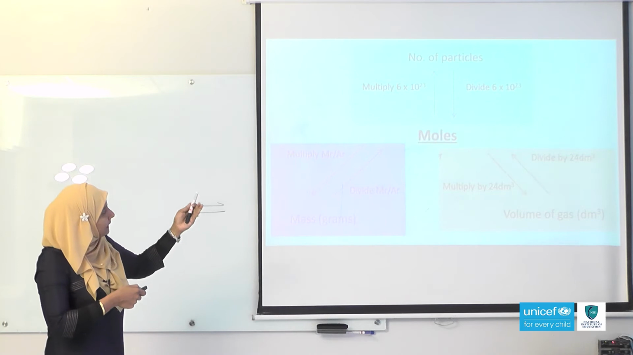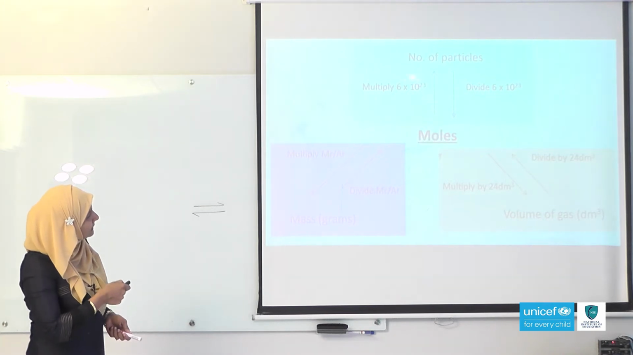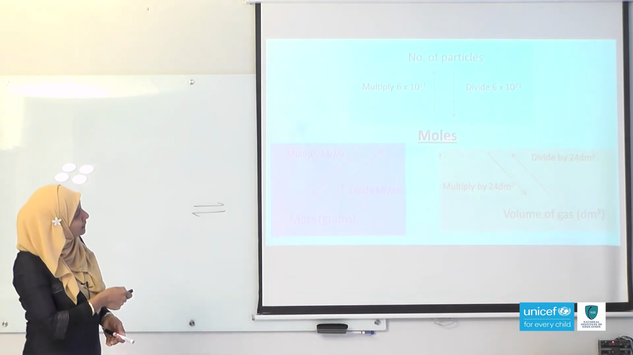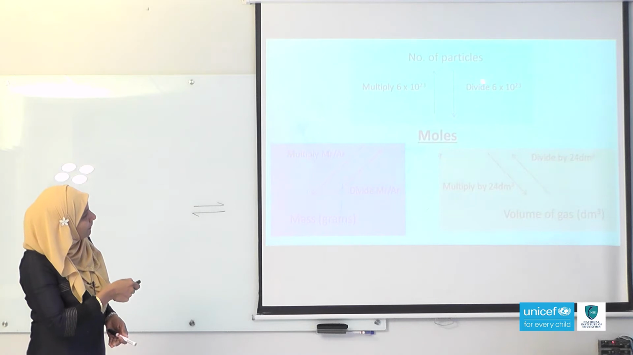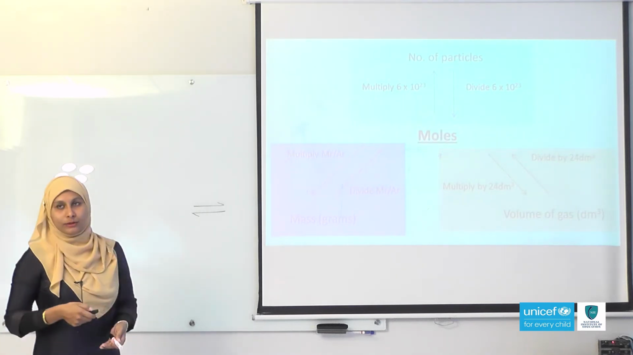If you are talking in terms of number of particles and moles, moles can be converted to particles by multiplying moles by 6 x 10^23. And if you want to go back from number of particles to moles, number of particles must be divided by 6 x 10^23 to find the moles.